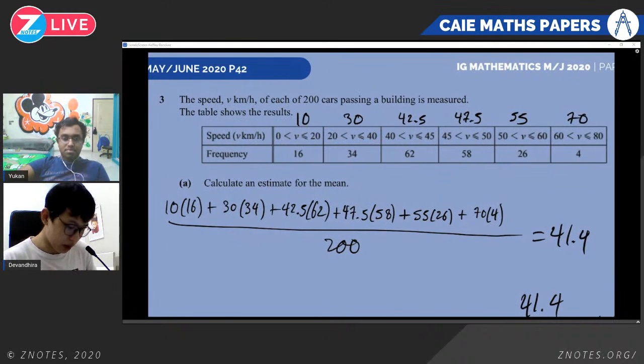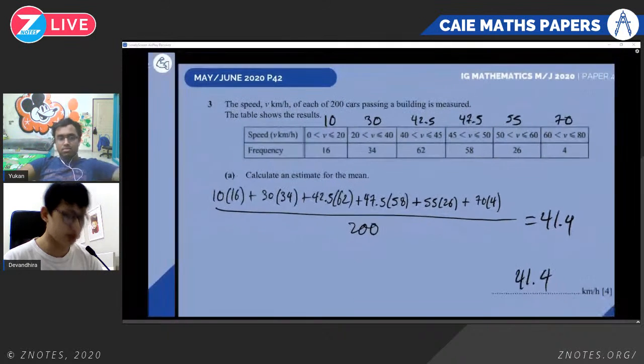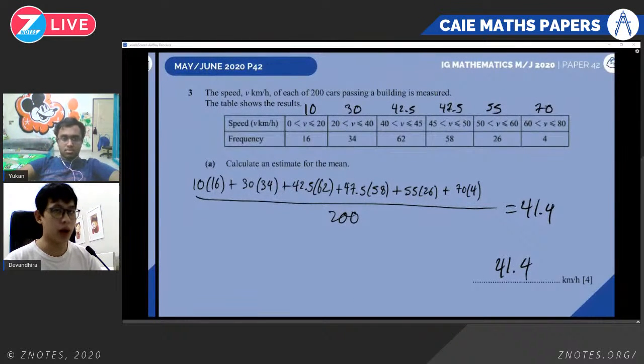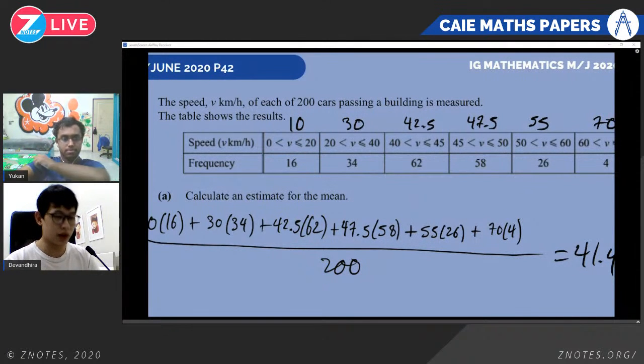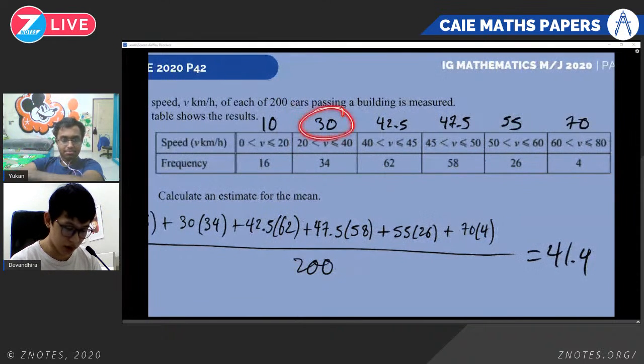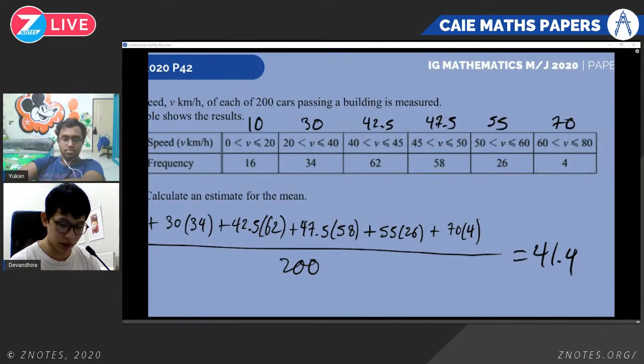And we're asked to calculate an estimate for the mean. Because this is an interval, we can't find its exact mean. We can only find the estimate. How do you find the estimate? The problem is that it's an interval, so we can take the midpoint of the interval as our average speed, correct? Mm-hmm. Right, so we take the midpoint of each interval. Here, I've already written it as 10. This one's 30, then this one's 40, 42.5, and so on.